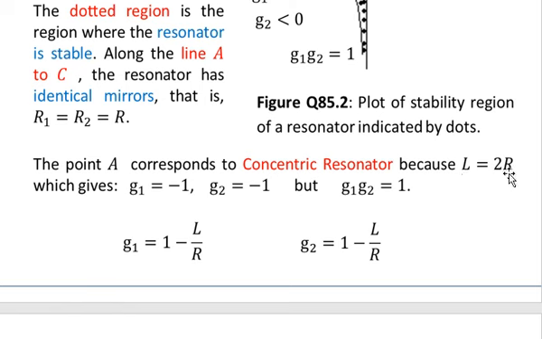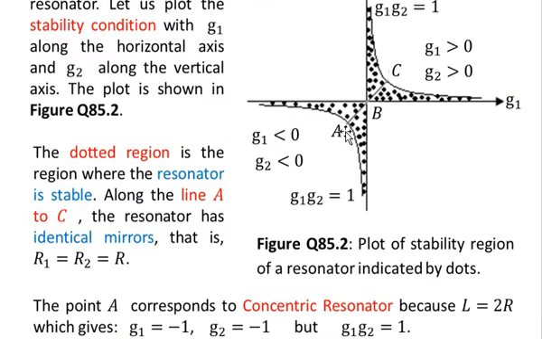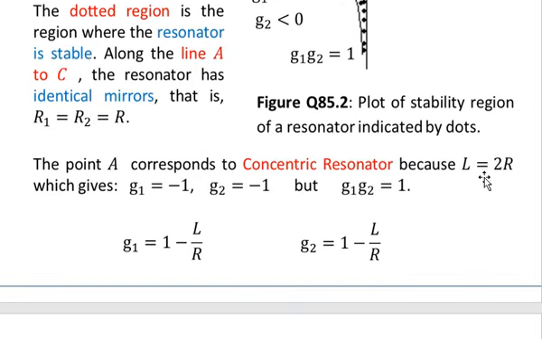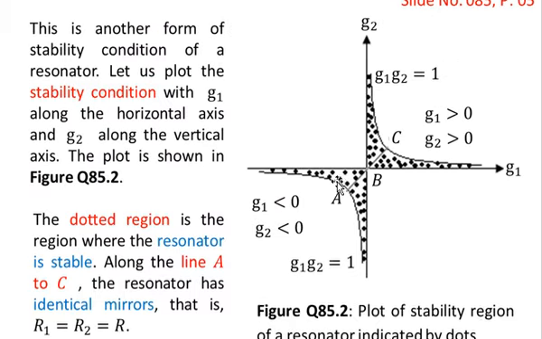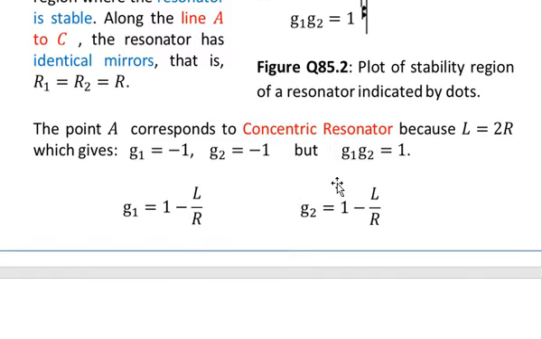So if you put the value of L is equal to 2R in the above equations, you will get G1 is equal to -1, G2 is equal to -1. You see that G1 and G2 both have the same values and both have values equal to -1. That's why we have a point A over here. And this point is only possible when we have the distance L is equal to 2R. And L is equal to 2R means that we are talking about the concentric resonator. The concentric resonator has also been discussed in the previous slide, that is in slide number 84.